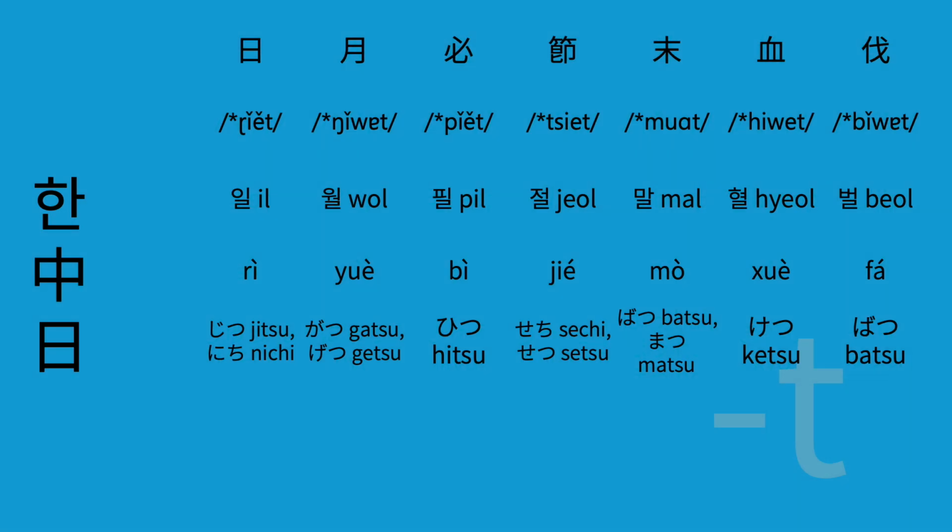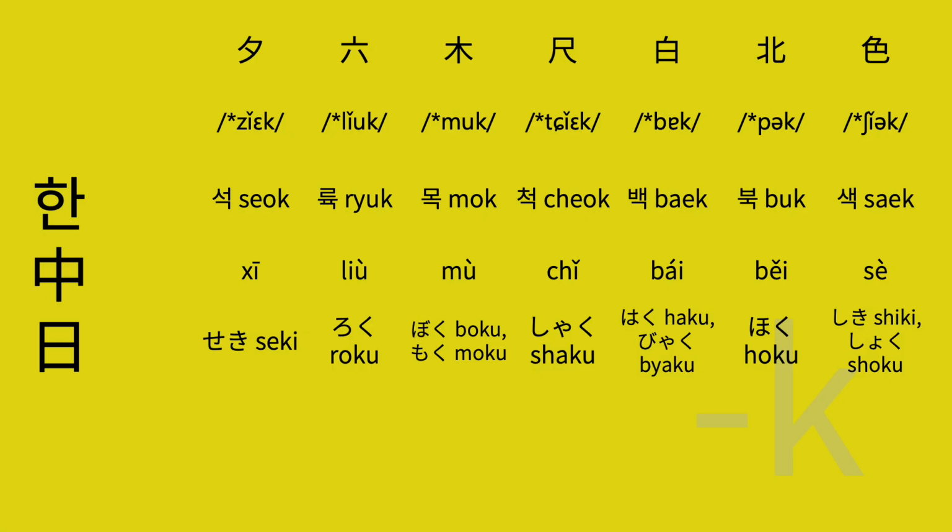The fifth group ends in t in Middle Chinese. This stays as tsu and chi in Japanese. It becomes r in Korean and disappears entirely in Mandarin. The sixth group ends in k in Middle Chinese. This stays as k in Korean and ku and ki in Japanese.